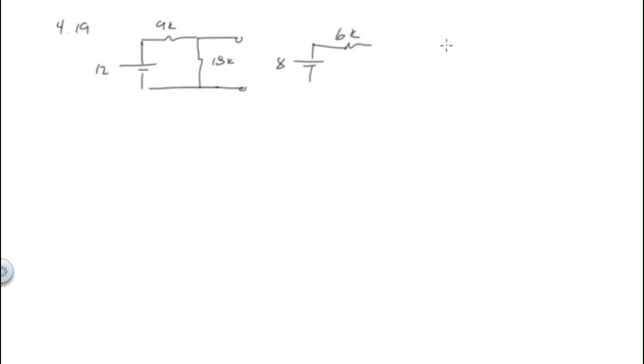Okay, so find the maximum load power. To find the maximum load power, you have to set the load to 6K. So now what would be our current through this circuit? Well, it's 8 divided by 12K. 8 divided by 12K is what? 0.66 milliamps. So I squared R.